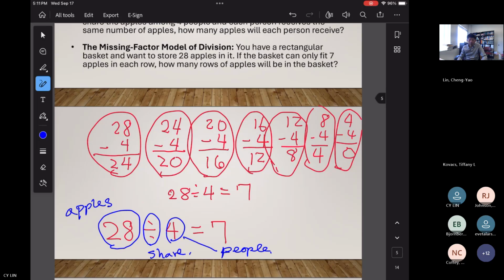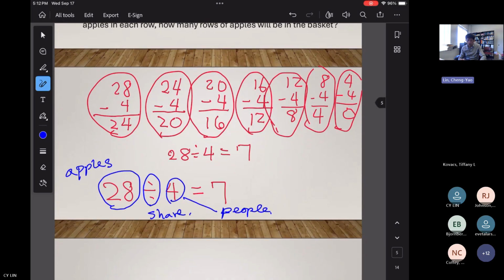Okay. And another model we often use in the word problem is like this. We call the missing factor model of a division. Missing factor model of division. For example, you have a rectangular basket and want to store 20 apples in it. If the basket can only fit 7 apples in each row, how many rows of apples will be in the basket?